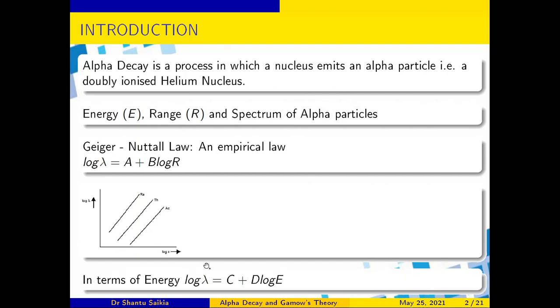Now, as we talked about, the range of the alpha particle is dependent on its energy. The relationship is found to be that the range is proportional to E to the power 3 by 2. So the Geiger-Nuttall law can be written in terms of the energy as this, where C and D are again constants which are characteristic of the alpha emitter.